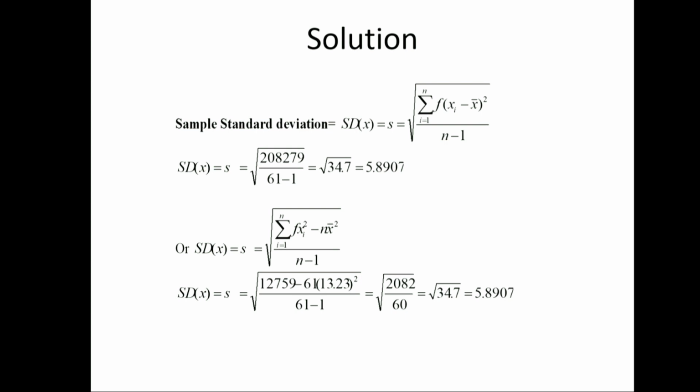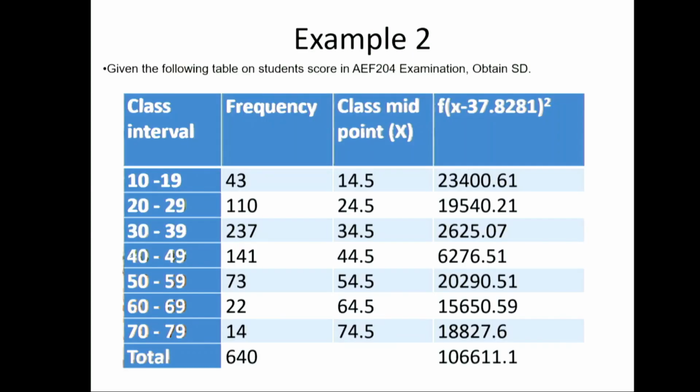If you use the simplified form, you also have 12759 minus 61 into 13.23 all square, divided by 61 minus 1. And that is the square root of 2082 divided by 60, the square root of 34.7. That 34.7 is the variance. Then the square root of it is the standard deviation, which is 5.8907.